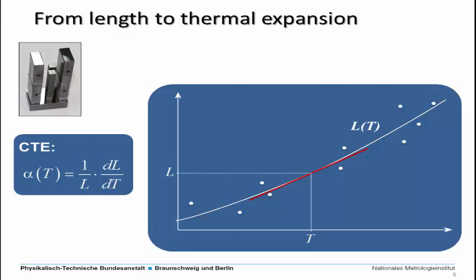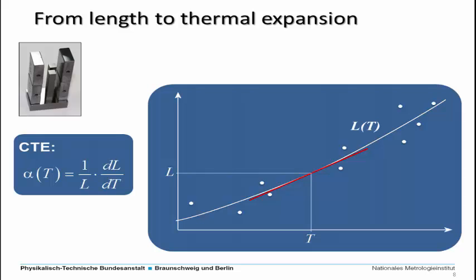Once you have such a length value, you can vary one of the parameters, like the temperature, for example, and you can repeat these length measurements. Then you get such a plot. This is just simulated data, it's not real data, but you can follow the length change and calculate, for example, if you vary the temperature, the coefficient of thermal expansion for a material under test.